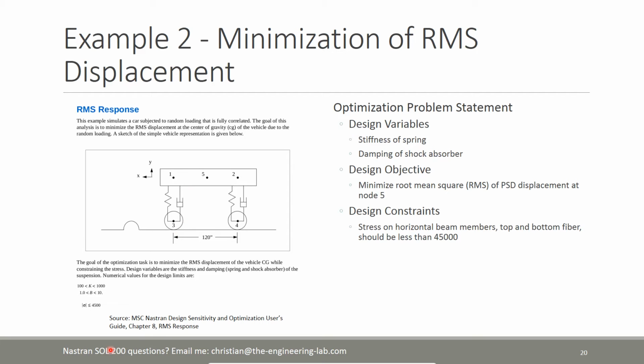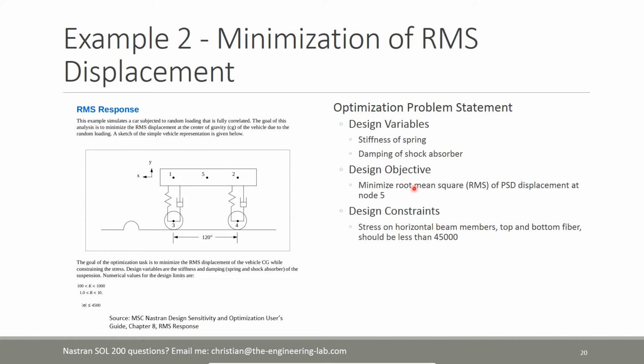This example happens to be from the Nastran Sensitivity and Optimization User's Guide, Chapter 8, RMS Response. If you want full details of this, definitely refer there. In these next few minutes, I'll very lightly cover it. So again, what is our optimization problem statement? It's very important that we have this before going in. The first thing are the design variables. Here, what we want to vary is the stiffness in the shock absorbers. We want to vary the damping in the shock absorbers also. For the design objective, we want to minimize the RMS value of PSD displacement at node 5.